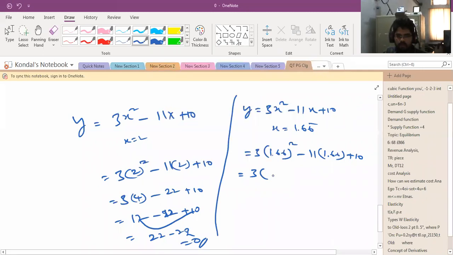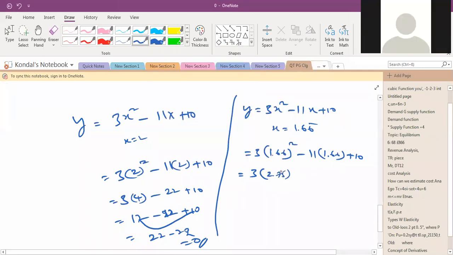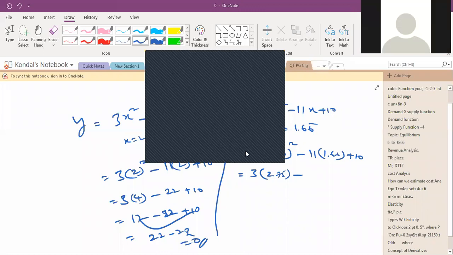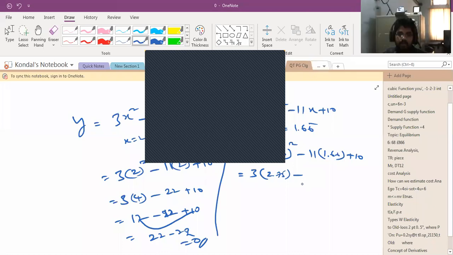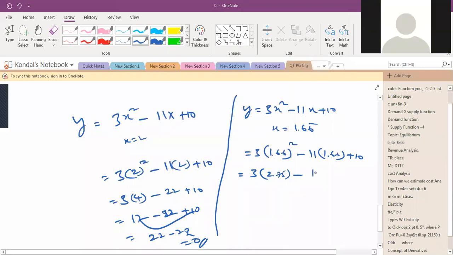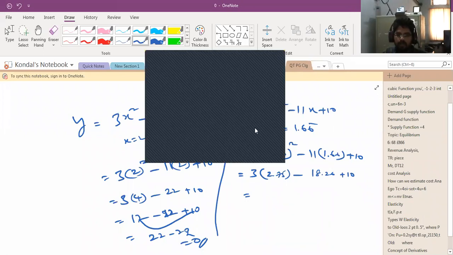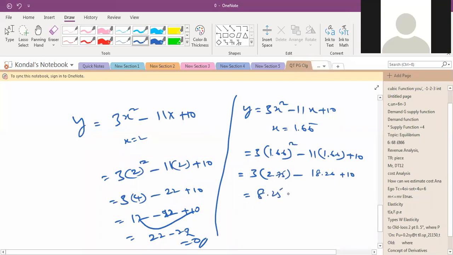2.75. We can consider only 2 decimals. Then 11 into 1.66 is 18.26. Then 3 into 2.75 is 8.25.